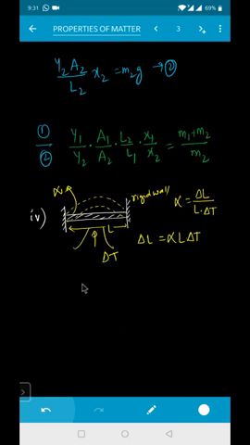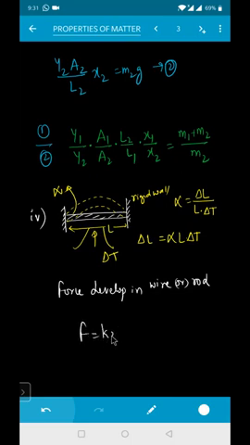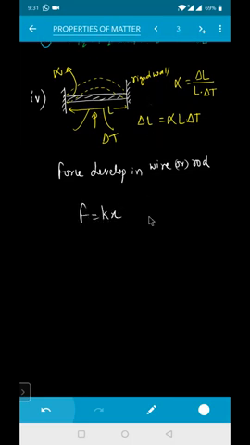So the force developed in the wire or rod will be equal to how much? F is equal to K into X, isn't it? K will be equal to how much? Y into A divided by L. The extension is, for example, delta L. This is your force.